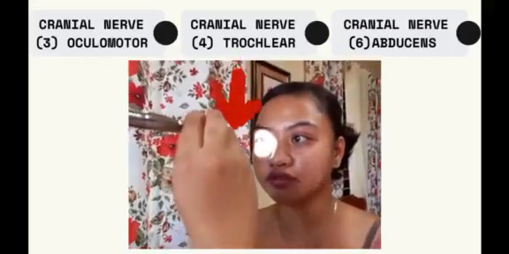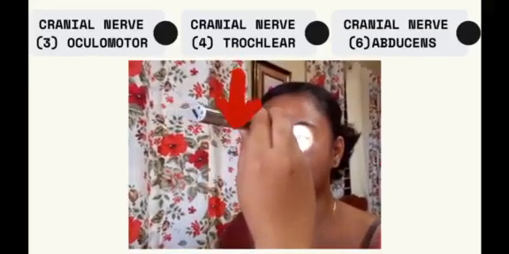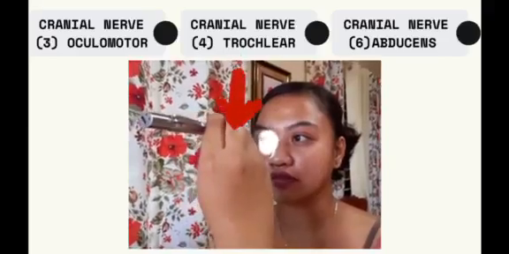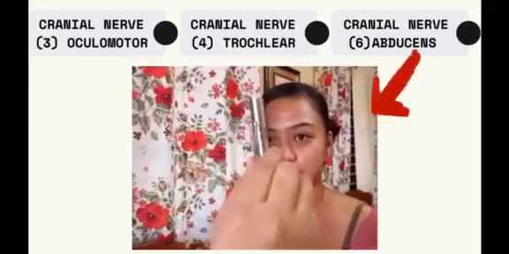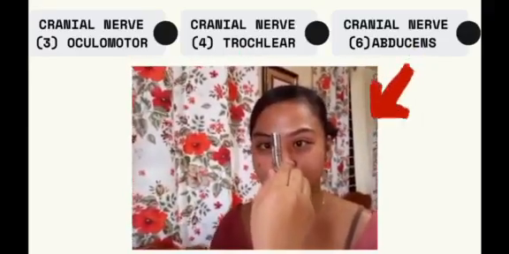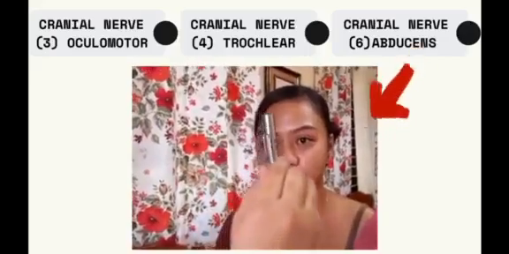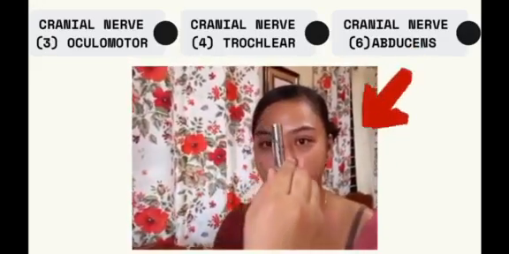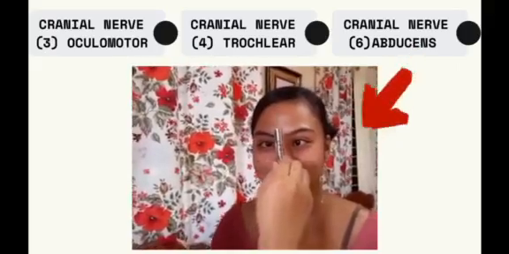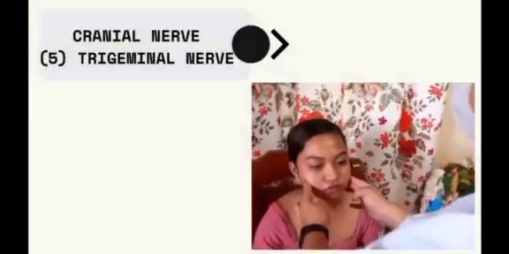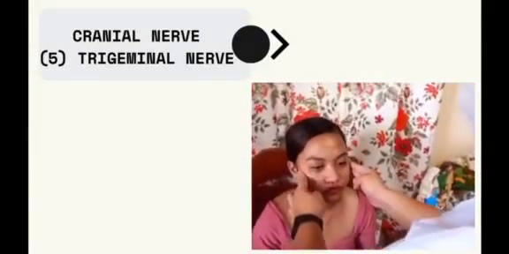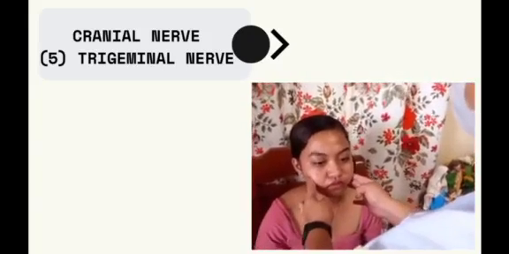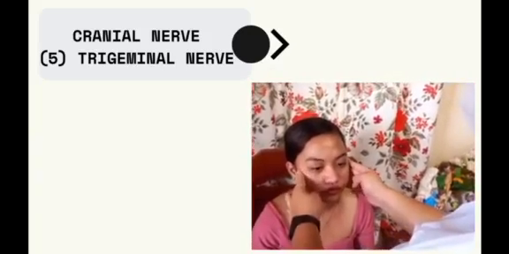So let's proceed to cranial nerve 4, which is the trochlear. Both of her eyes constrict. The cranial nerve 6, which is the abducens. For this, what we're looking for is for those pupils to constrict. They accommodate in the eye by just looking at the light pen. So let's proceed to cranial nerve 5, which is the trigeminal nerve, which is responsible for mastication.